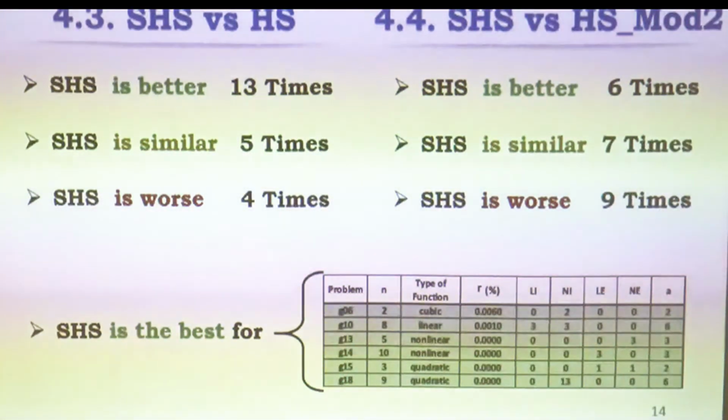These problems have something in common: they are very complex because the ratio value is low. The ratio value is the relation between the feasible region and the global search space. And also all of these problems have active constraints.